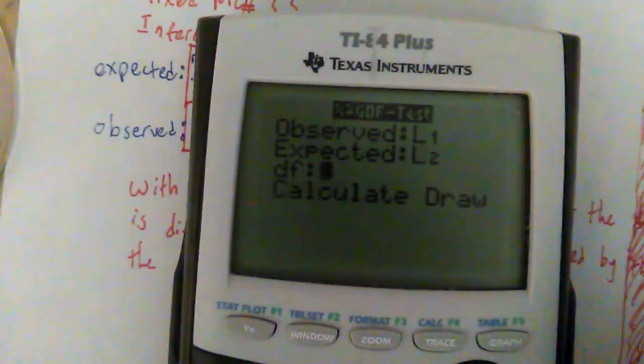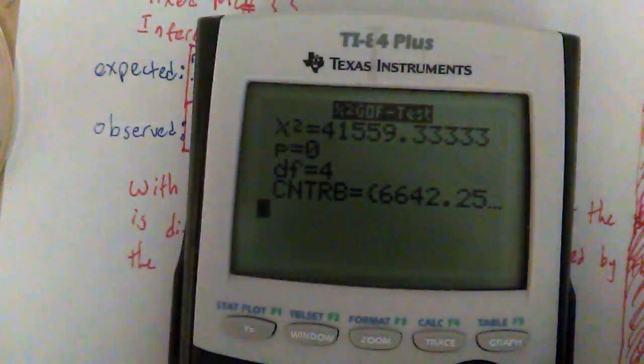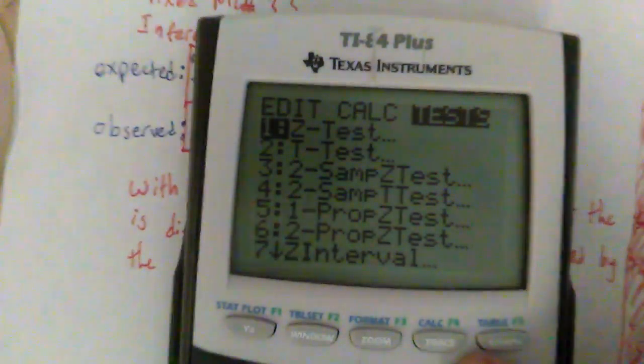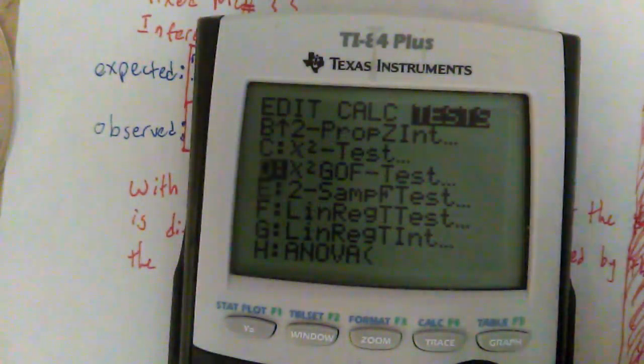Chi-squared goodness of fit. God. See, this is why I have problems, guys. This is why I have problems.